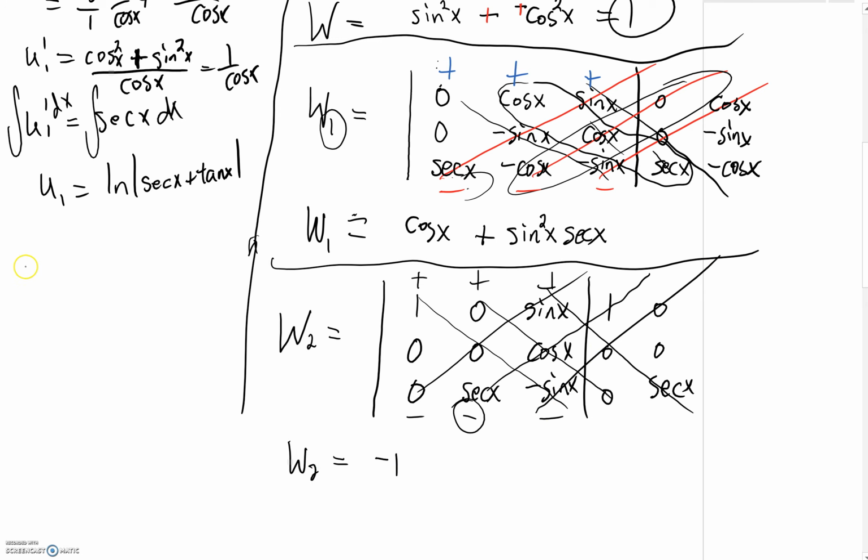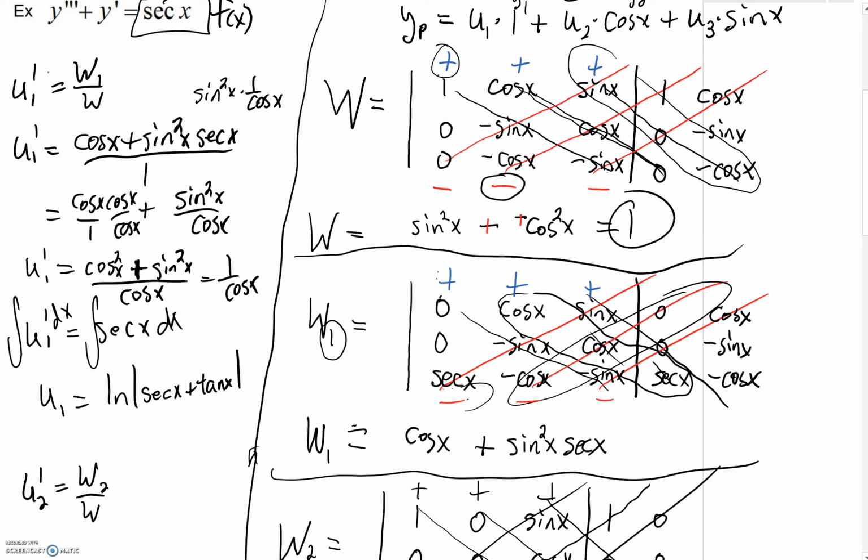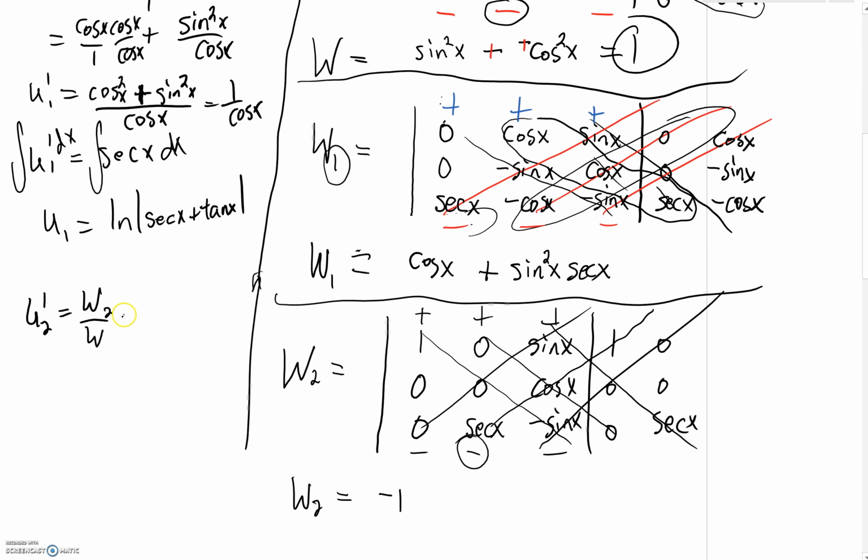So, what are we going to do now? We're going to say U sub 2 prime is W sub 2 over W, just W, right? That's what we've got there. Much the same way that U1 prime was W sub 1 over W. So this is negative 1 over 1. It's just a negative 1. And tell you what, we're going to just integrate that. And this is way easier of a problem. You will quickly get that U2 is equal to negative x.